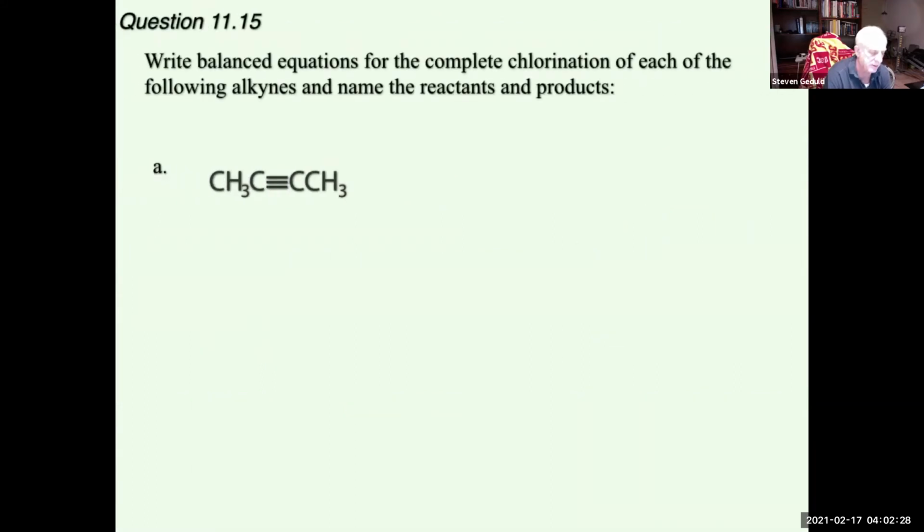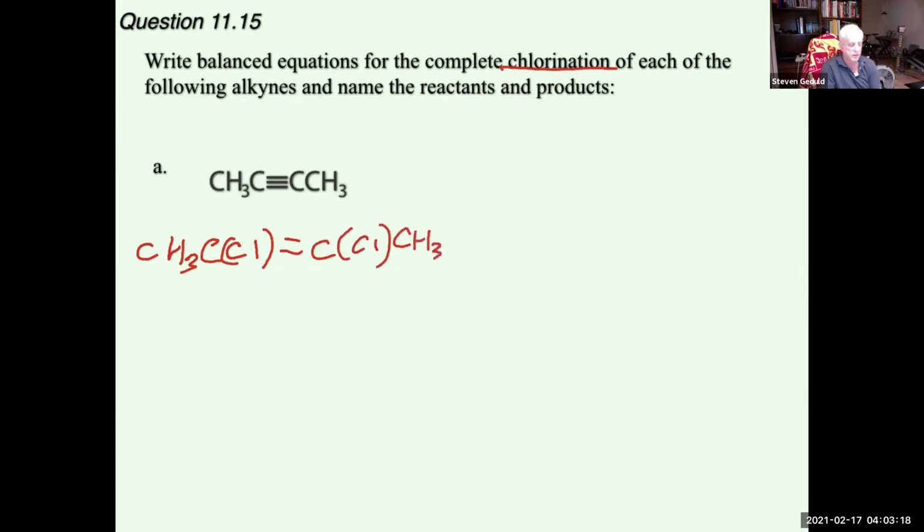Okay, so here's your alkyne. What's going to happen is a chlorination. You're going to open up that triple bond. So CH3, there's your triple bond. We're going to open it up and make a double bond. C. I'm forgetting to add the halogen. Okay, start back. CH3C, and you're going to add the halogen, which is chlorine, Cl. Double bond C, Cl, CH3. That's the first step.